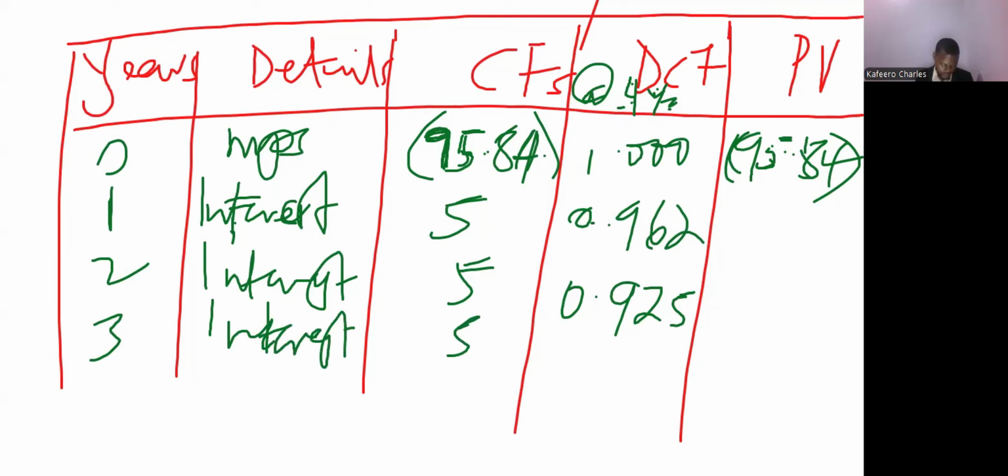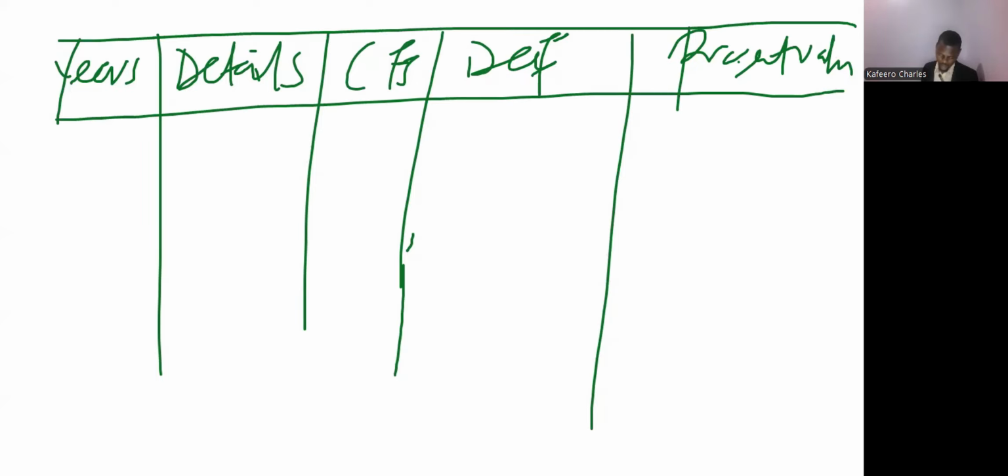So we can draw another table. It will have the years. It will have, of course, the details. That one I can even skip, but let's put it since it is the first time. Details, the cash flows. Then we are also bringing in the DCF. Then finally the present value. So we are also investing in year 0 at the market price, the same value.